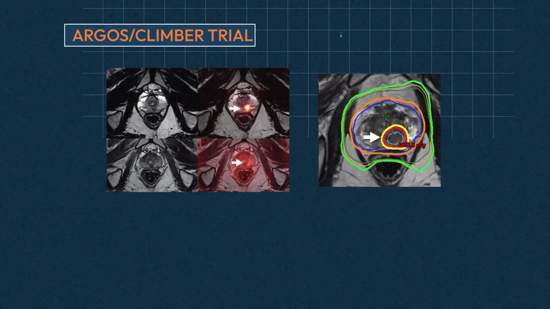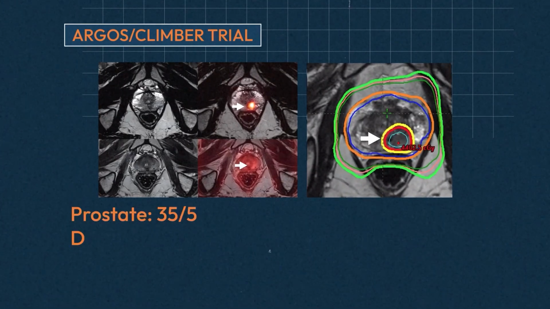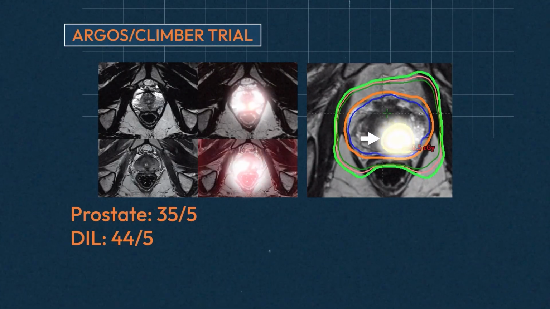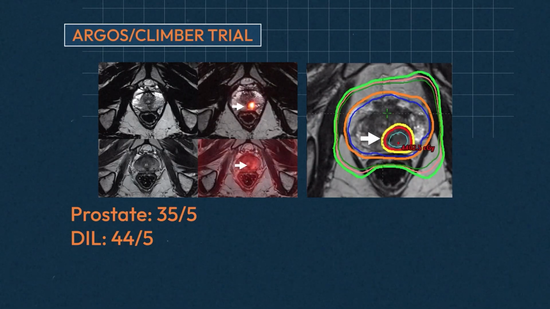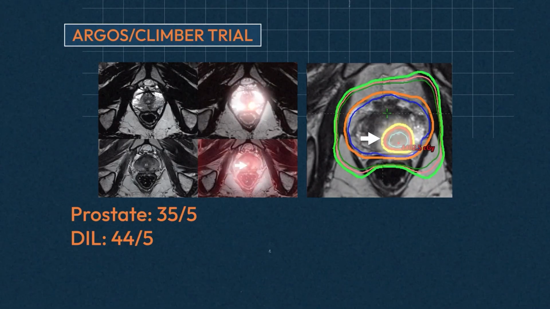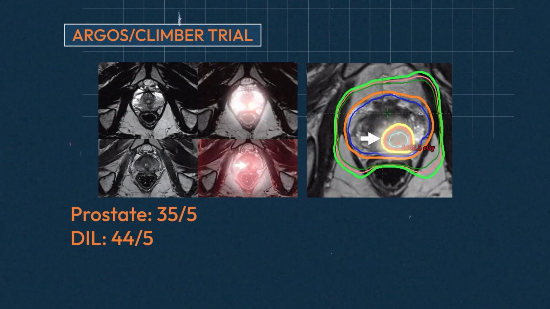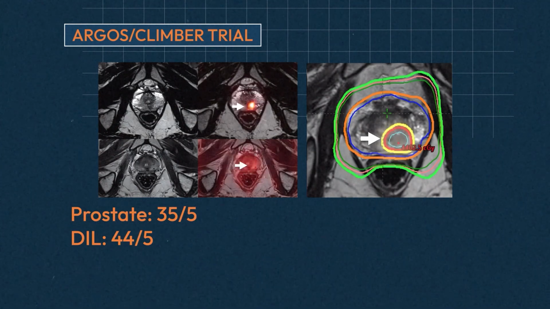And again, we now have the ability, using that hybrid PET MRI, to delineate the area of focus here and design a plan which will treat the whole prostate, in this case with a stereotactic technique to 35 gray in 5 fractions, boosting the PET MRI identified nodule to a total dose of 45 gray in 5 fractions.